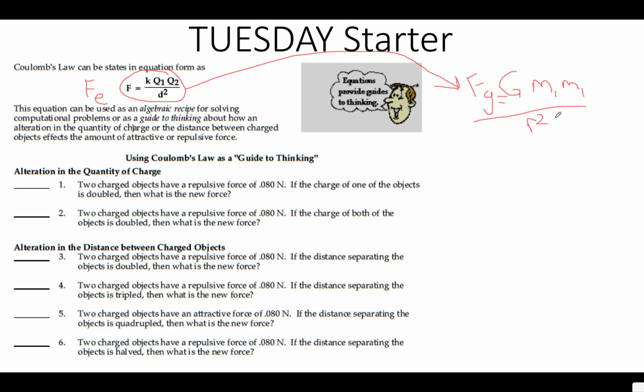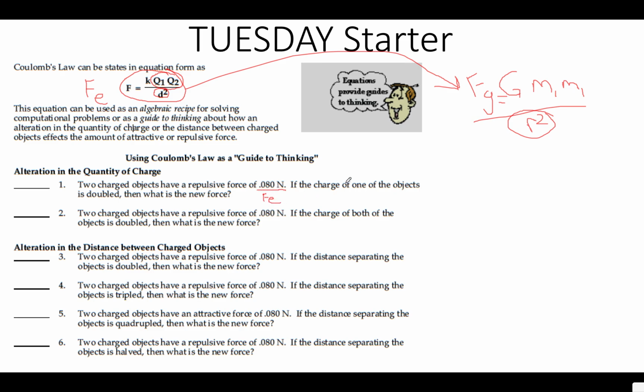So remember that distance plays a huge role, and charge plays a big role. K is constant. That's on the front of your reference table. So initially, this is the electrostatic force, Fe.